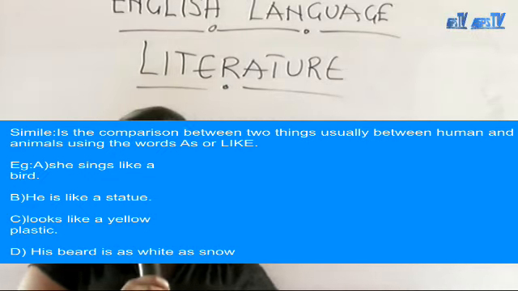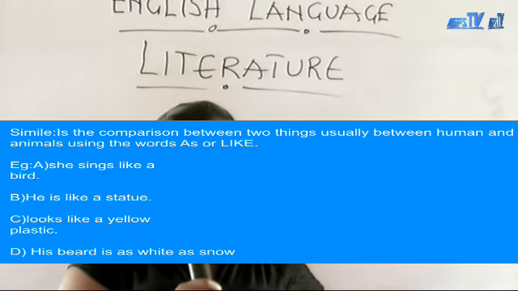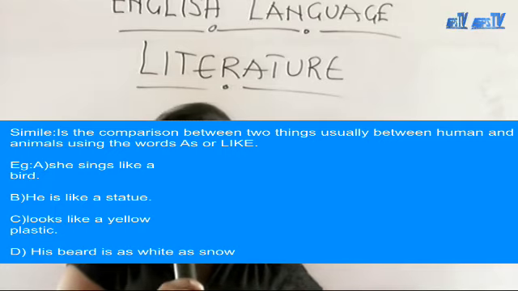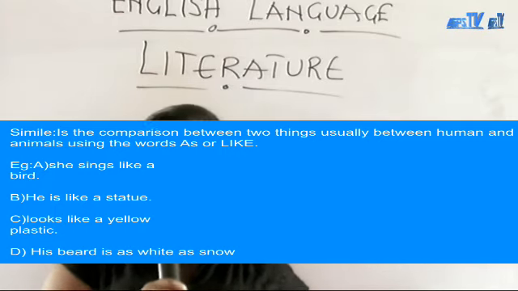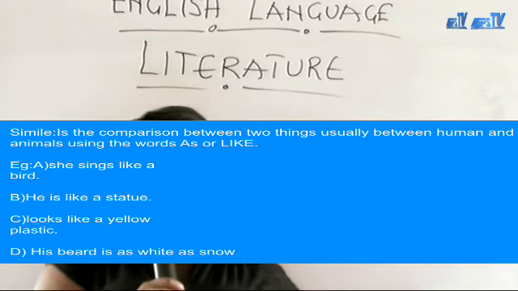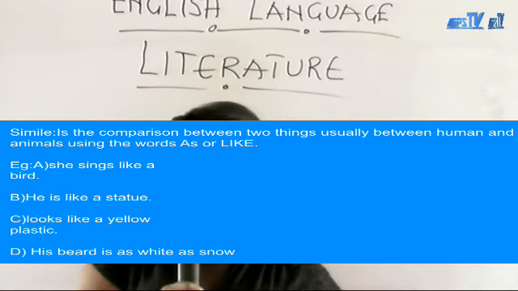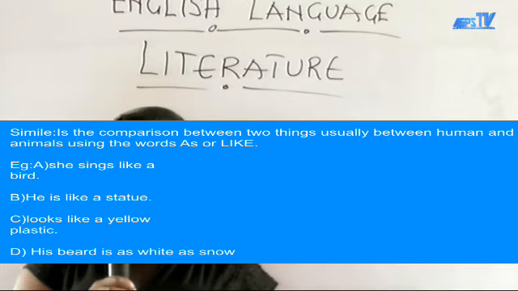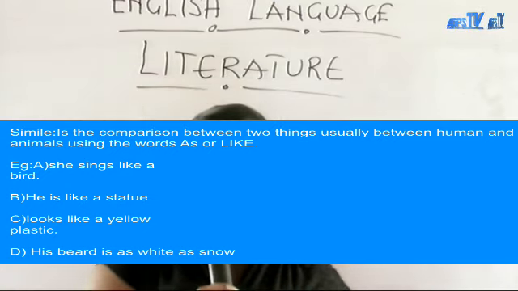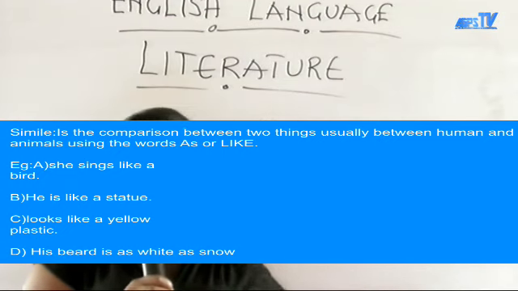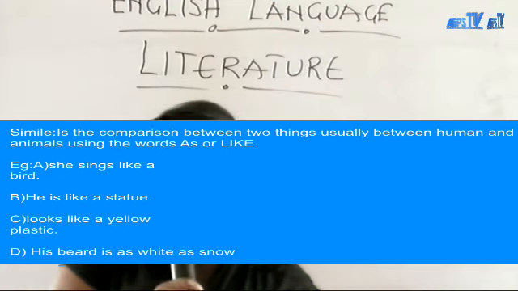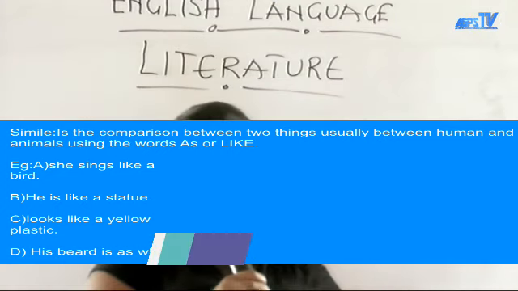Then we move on to example D. His beard is as white as snow. We are comparing the person's beard with that of snow. How does snow look? Snow is white. So his beard is being compared, that is, he has a very white beard. So his beard is as white as snow.